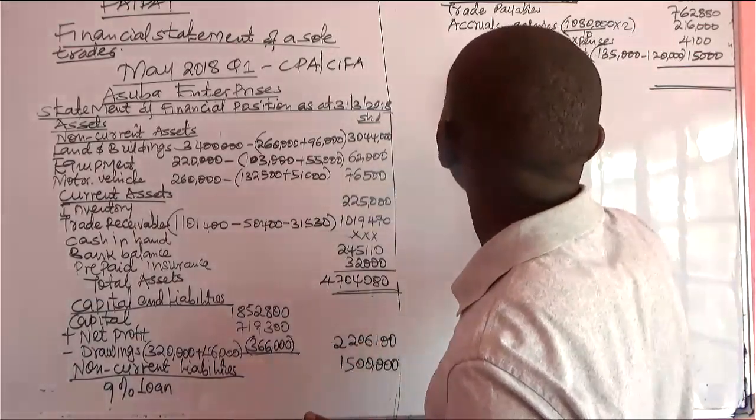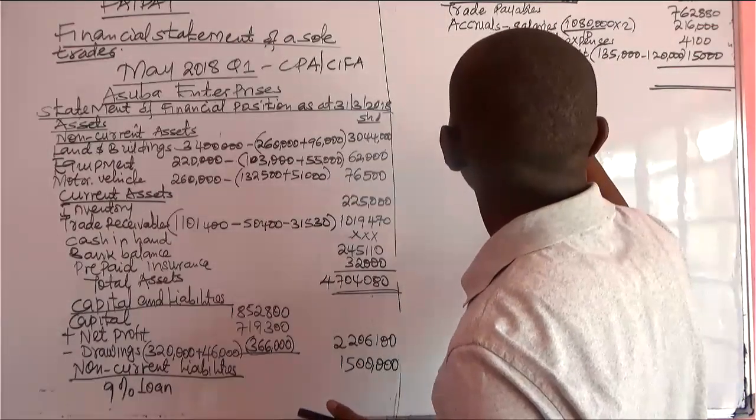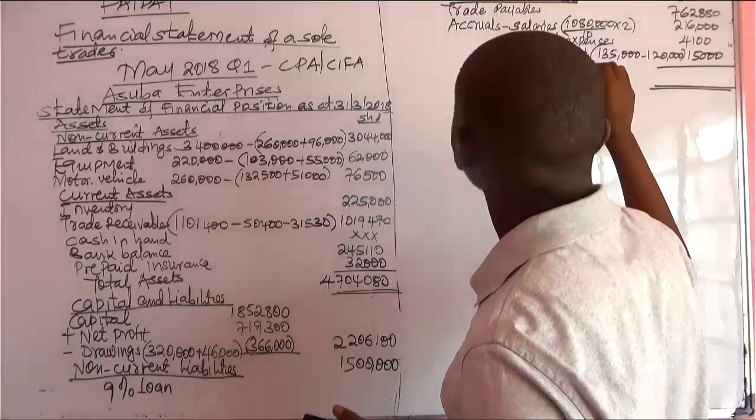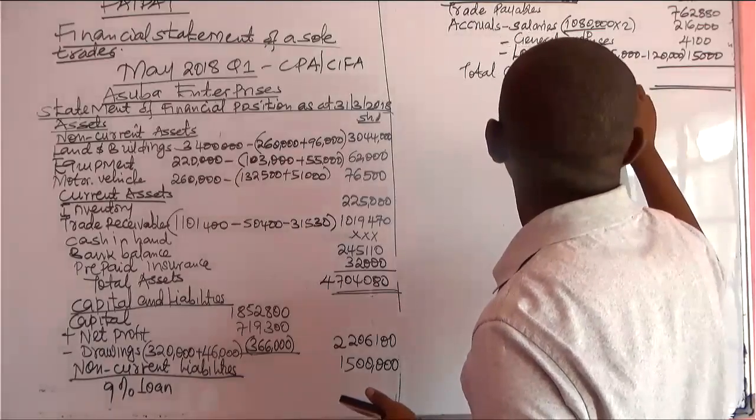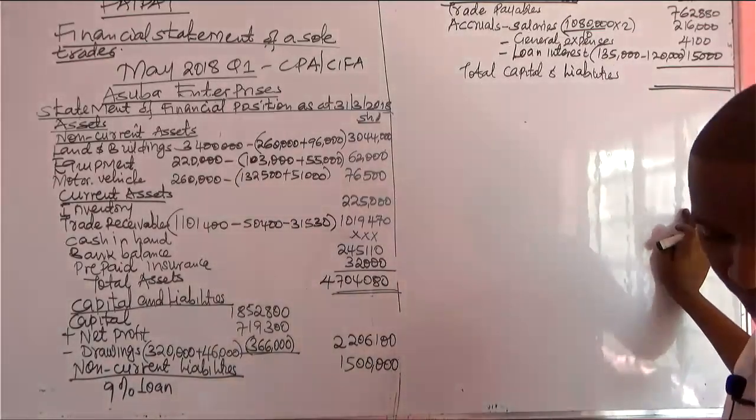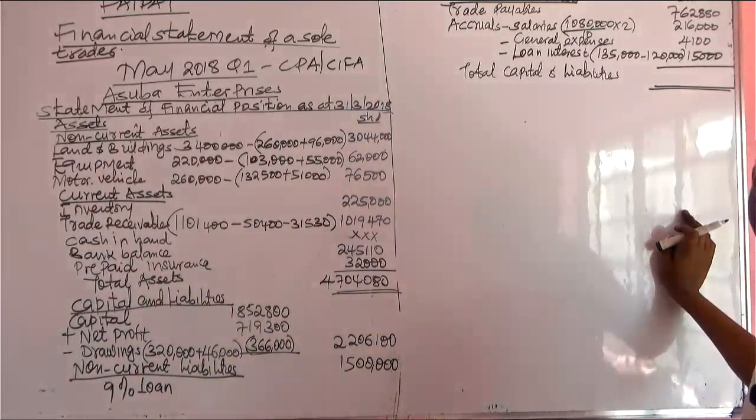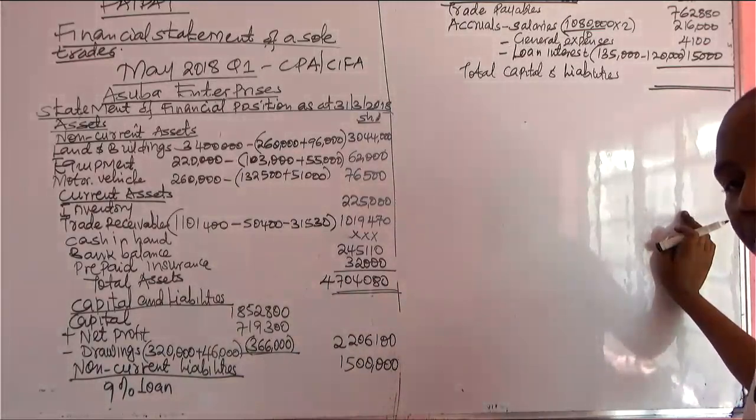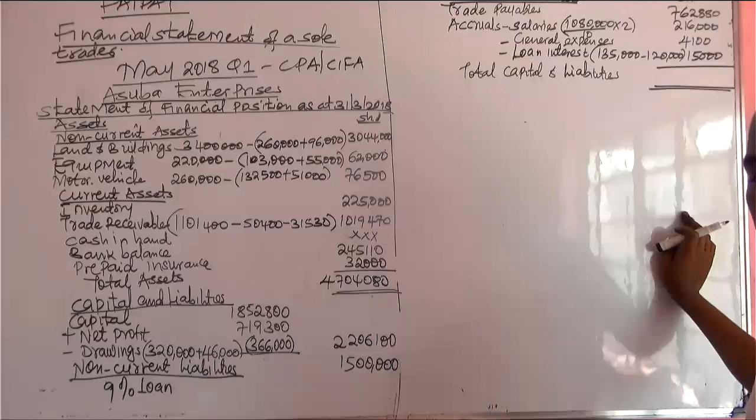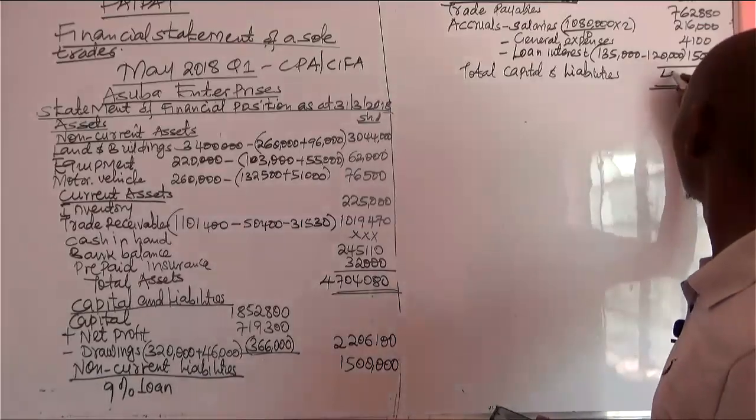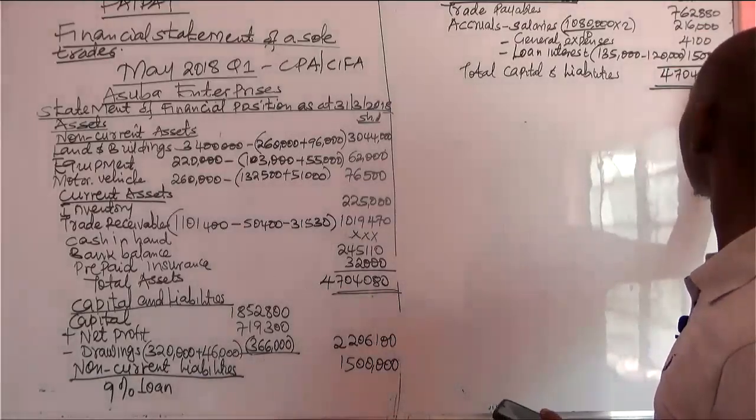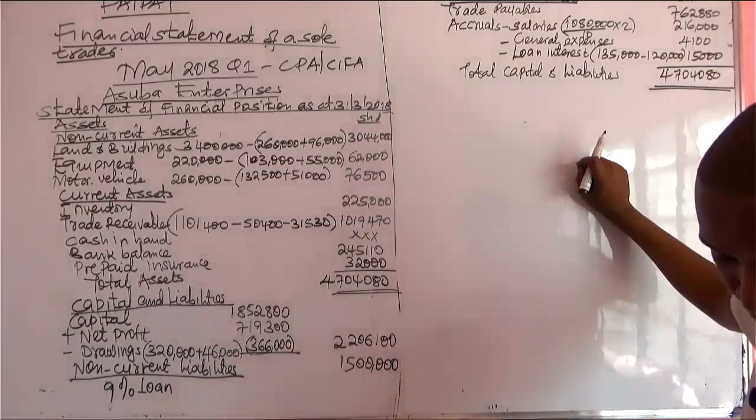So what is the total capital and liabilities? Total capital and liabilities. And the balance is 4,704,08. Marisa, you do for that.